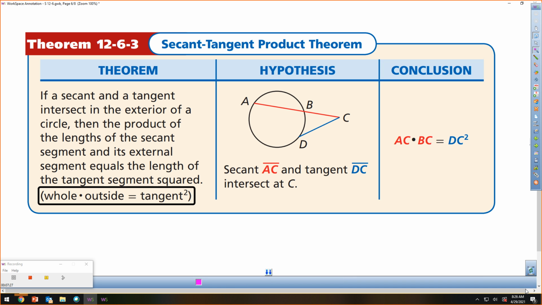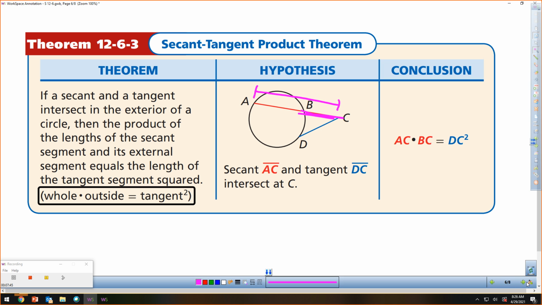Okay, and then the last one is when you have a secant and a tangent. The secant's going to go through the circle, the tangent's just going to touch it. This is whole times outside, just like what we just did, so the whole thing times the outside is equal to the tangent squared. So secant lines are whole times outside, and then the tangent squared.